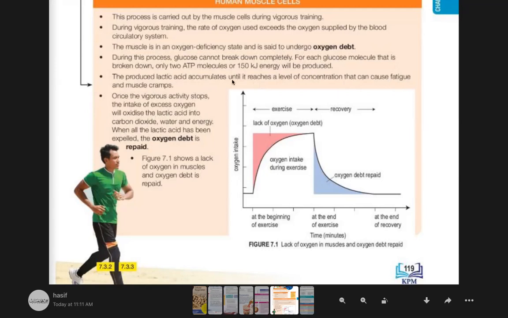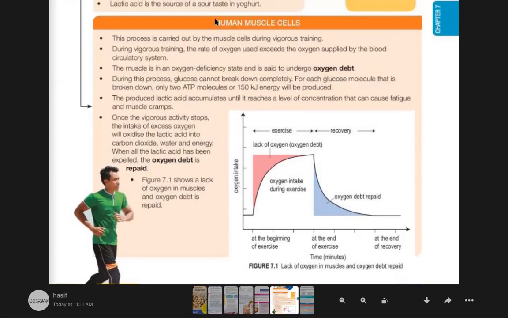So maksudnya when our muscle do an anaerobic respiration ataupun lactic acid fermentation, okay, lactic acid tu it can cause us to have fatigue and muscle cramp. Okay, awak akan rasa keletihan dan muscle cramp. Sebab itulah lepas awak jogging ataupun awak berlari dan sebagainya, awak akan rasa letih dan juga awak akan rasa muscle cramp. Muscle cramp tu maksudnya adalah awak rasa otot awak ni kejang. Sebab apa? There are so many lactic acid, okay, will accumulate in your muscle.